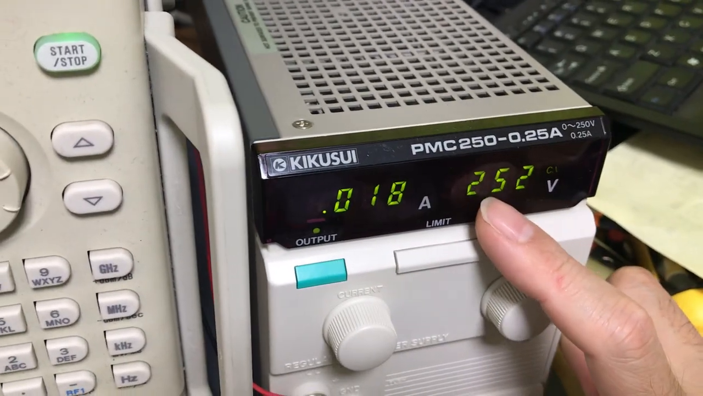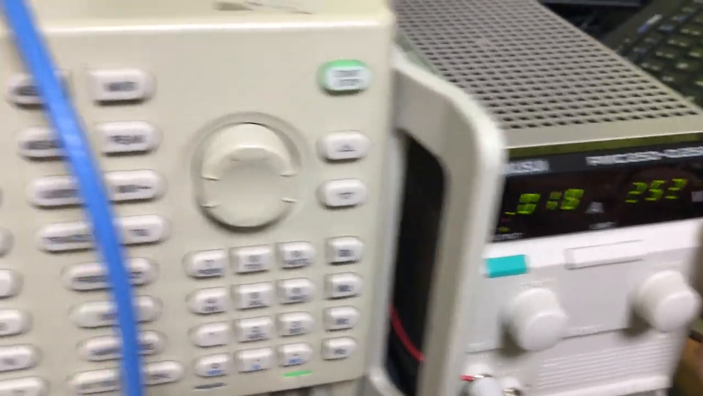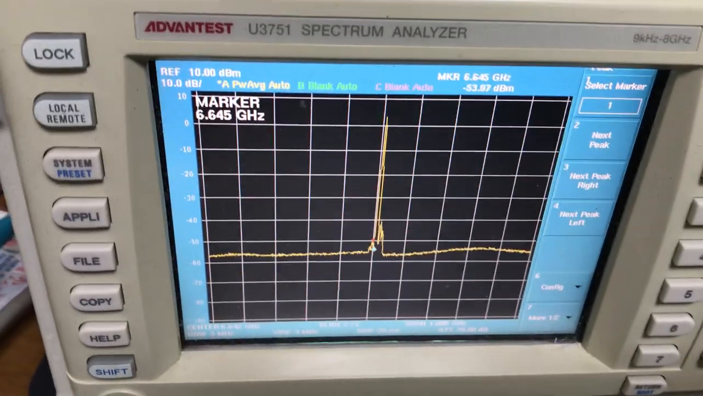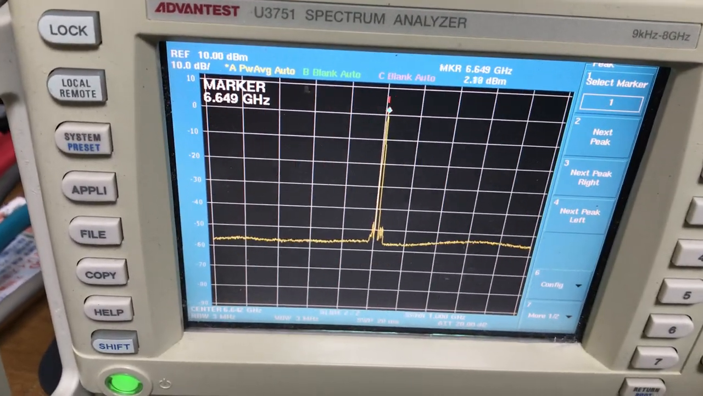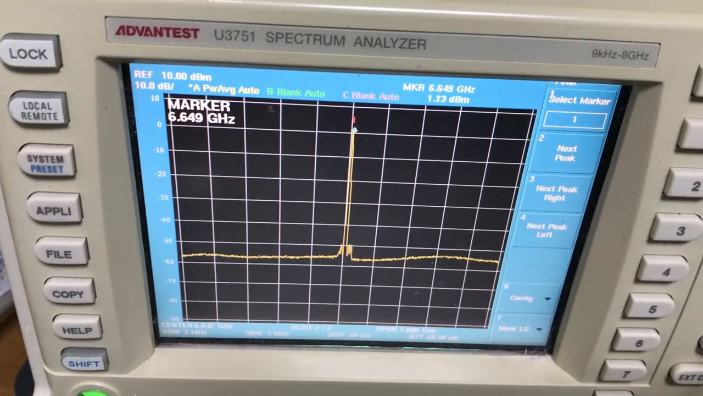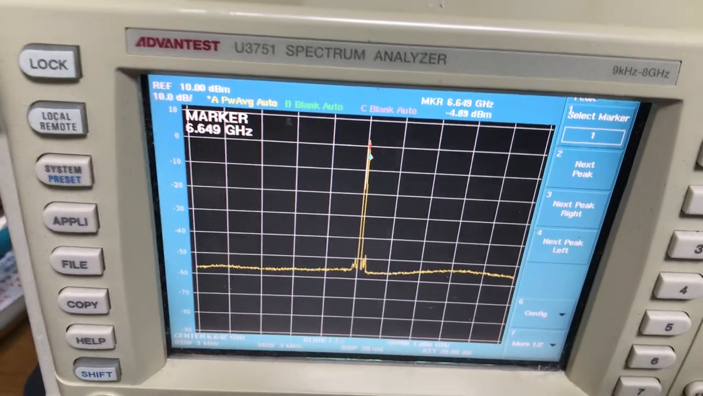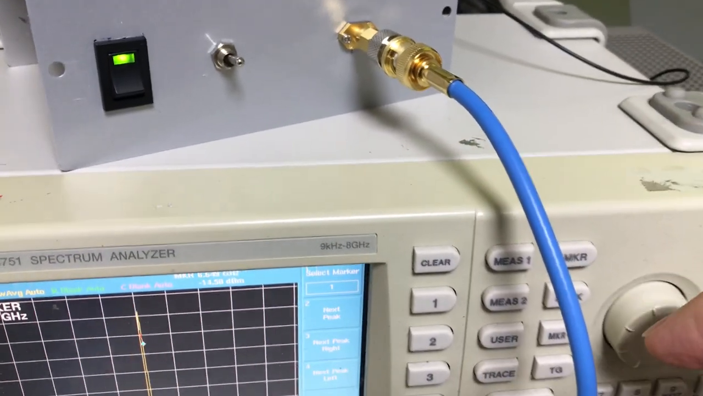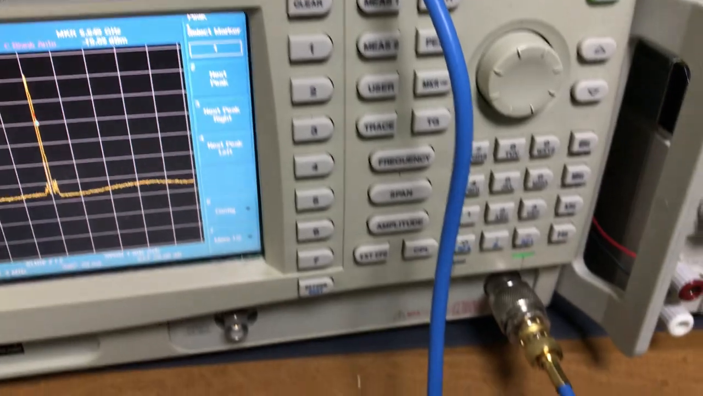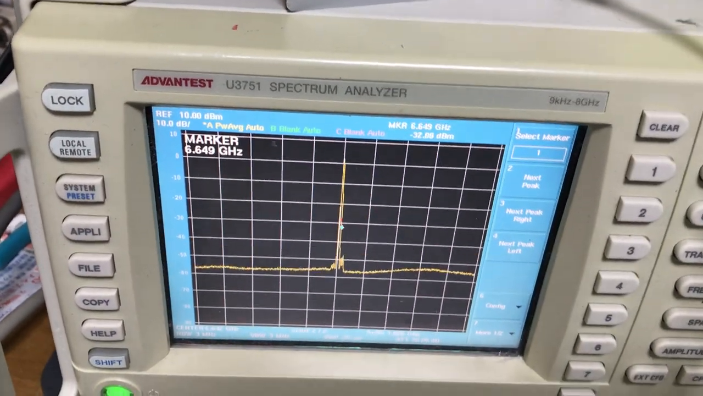And actually, the applied voltage is not enough, 252, and the rated voltage is 300 volt. But it starts to oscillate. You see, the marker is 6.6459 gigahertz. And this time, I use just a coaxial cable not meant for this high frequency, so it will have a huge transmission loss.